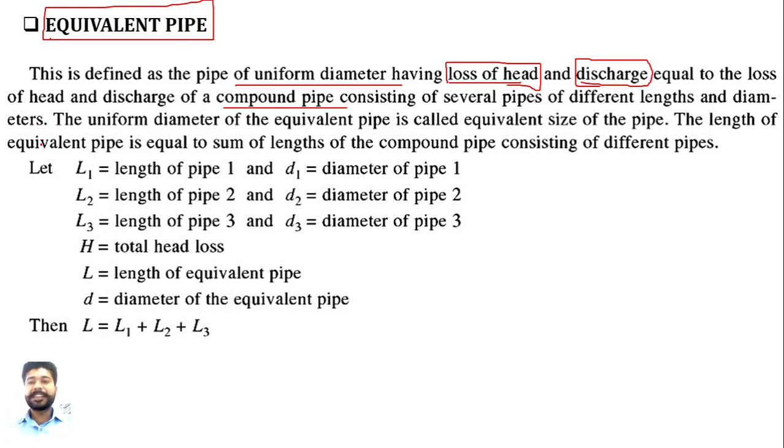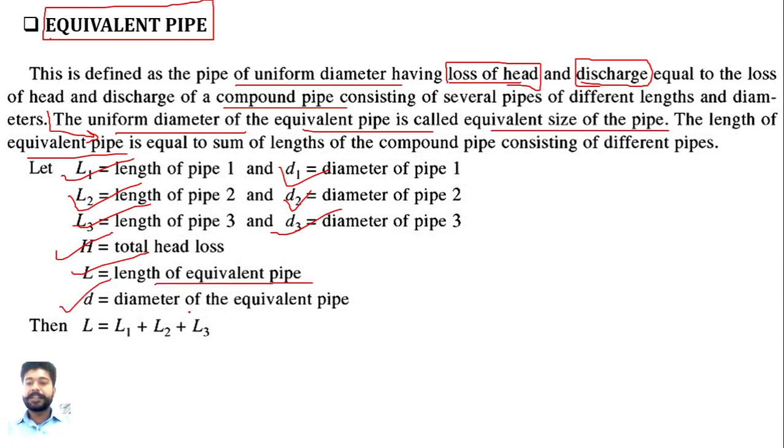So it is somewhat the same as pipes connected in series. The uniform diameter of the equivalent pipe is called the equivalent size of pipe. Just remember that the length of the equivalent pipe is equal to the sum of the lengths of the compound pipe consisting of different pipes. So L1, L2, L3 are the lengths of pipes 1, 2 and 3, likewise diameters D1, D2 and D3, H is the total head loss, L is the length of the equivalent pipe, and D is the diameter of the equivalent pipe.